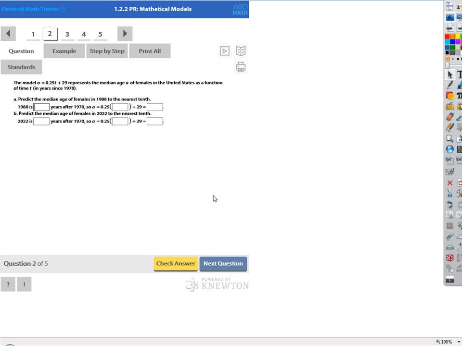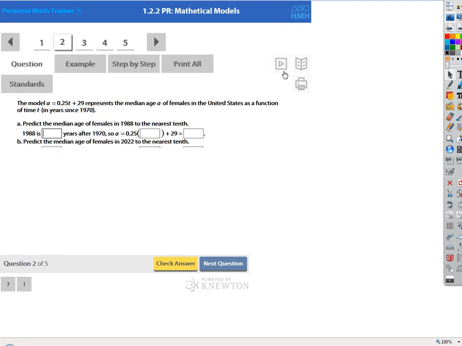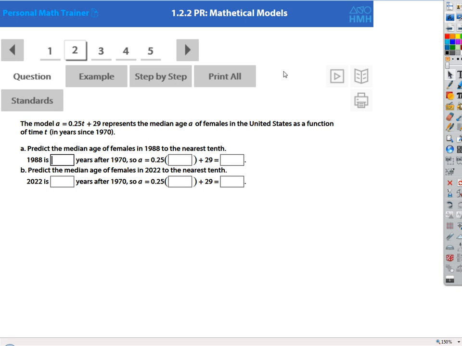Okay, here's one that was missed enough that maybe we'll take a quick look at this one too. And this is really an easy one. I just want to make sure you understand; if you know what the question's asking, this is really simple. So you've got to read these carefully, right? The model A equals 0.25t plus 29 represents the median age A. Median is just middle, right? So the middle age or the average age A of females in the United States as a function of time t, where t is measured in years since 1970.